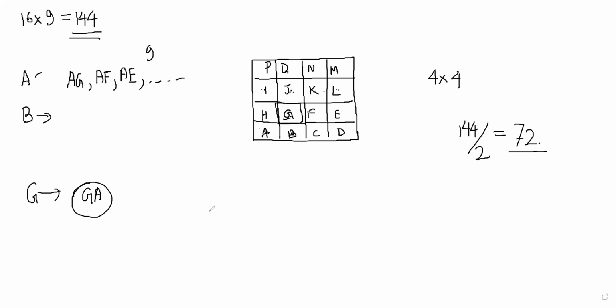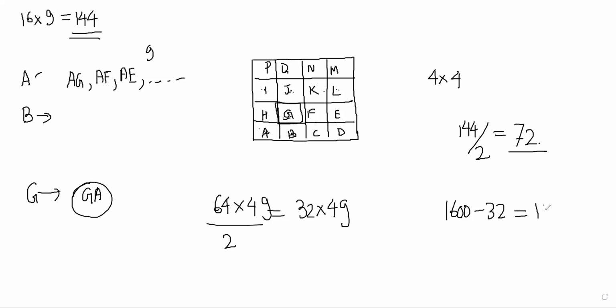So in this case also, 64 into 49 by 2, 32 into 49. 32 into 50 is 1600, minus 32, which is 1568. That is the answer. Yeah, 1568, correct.